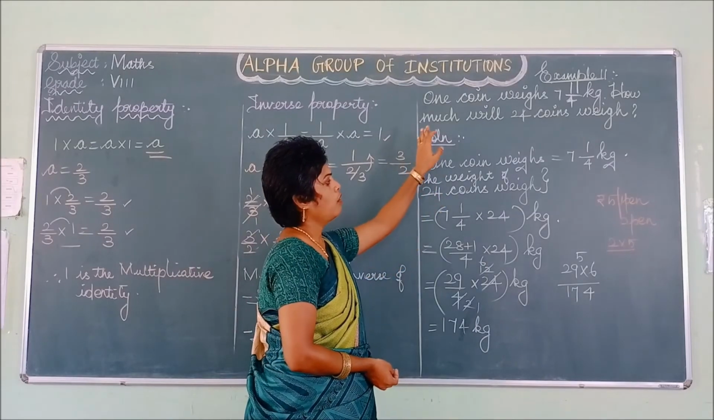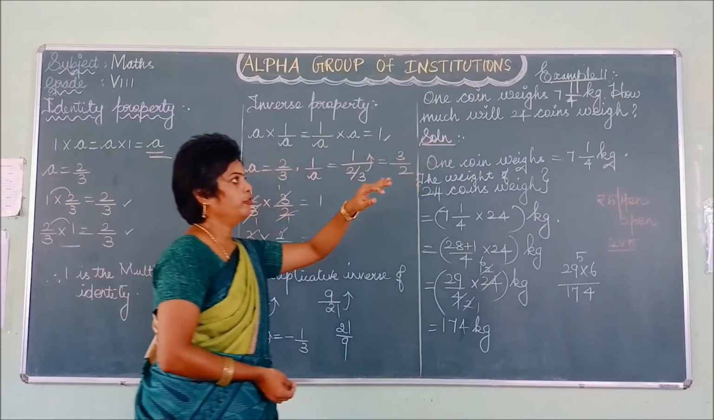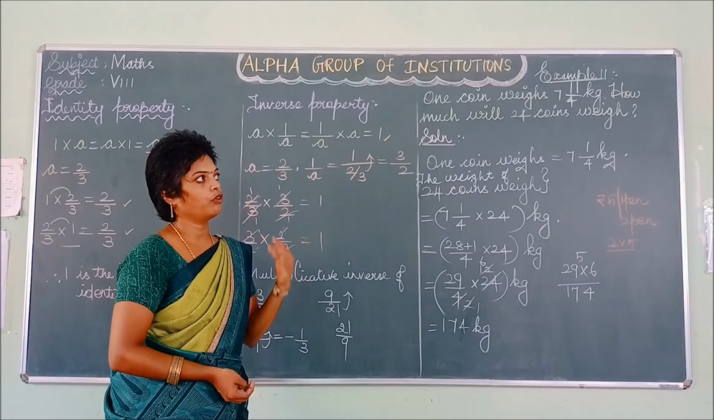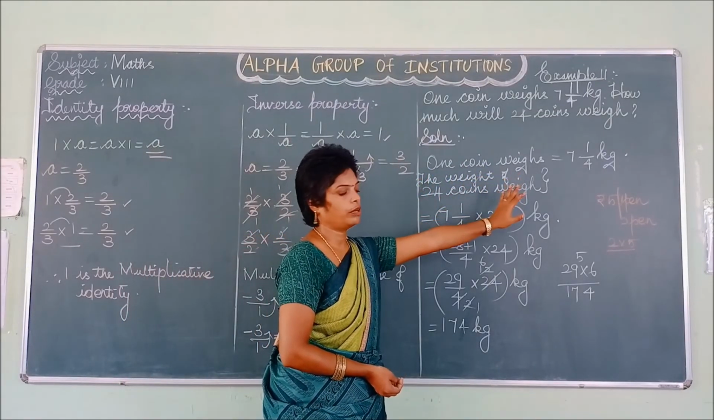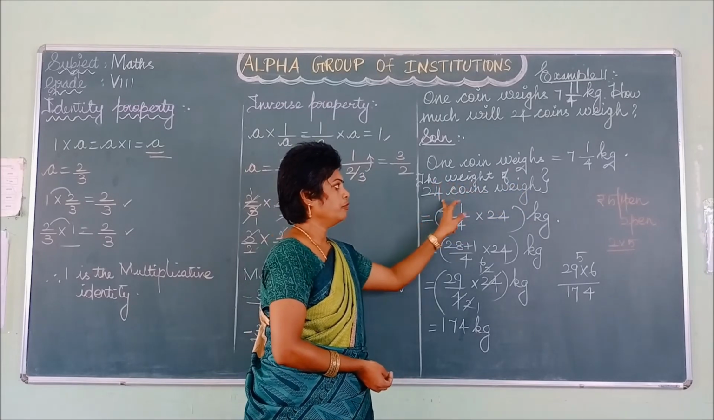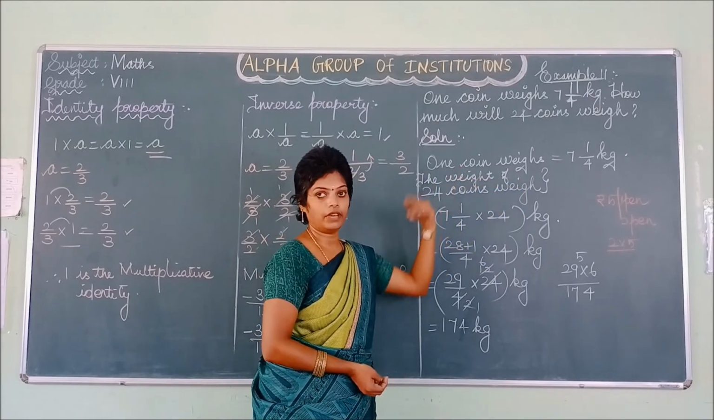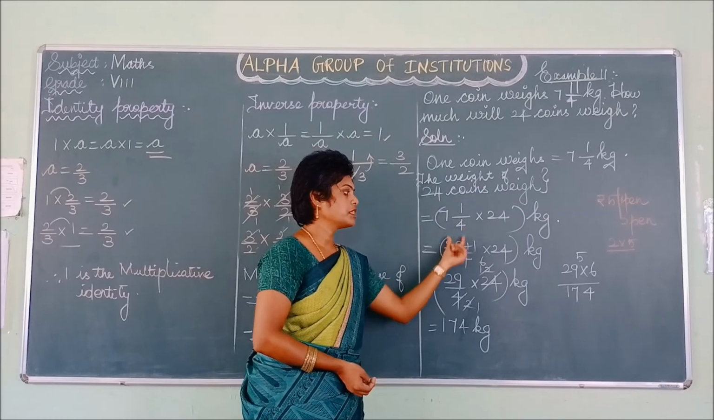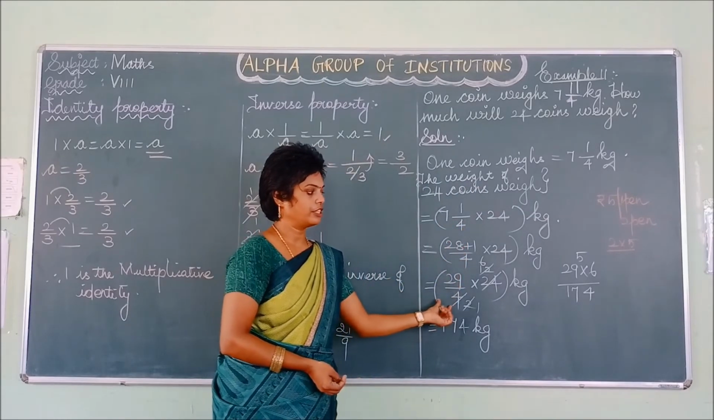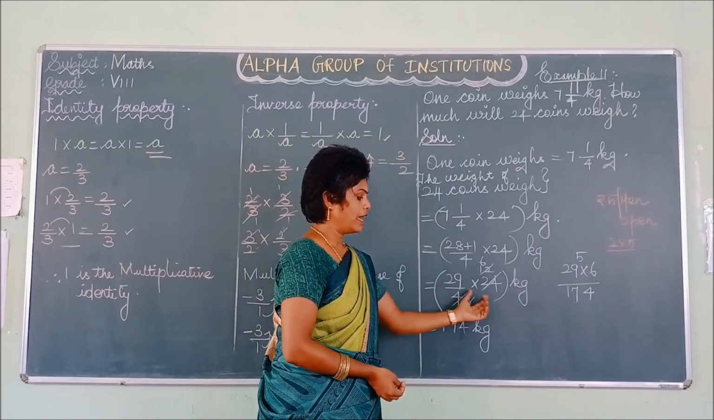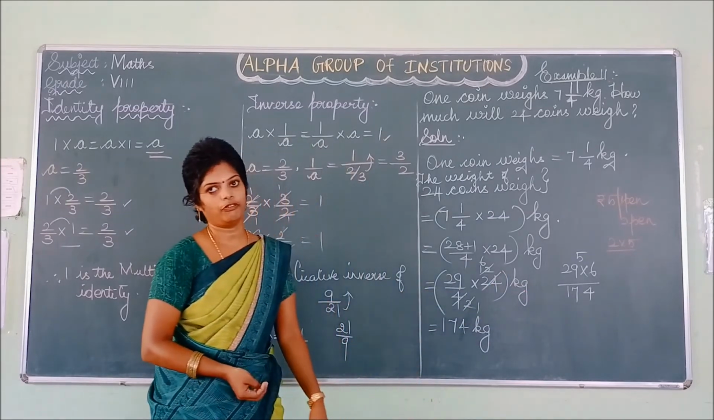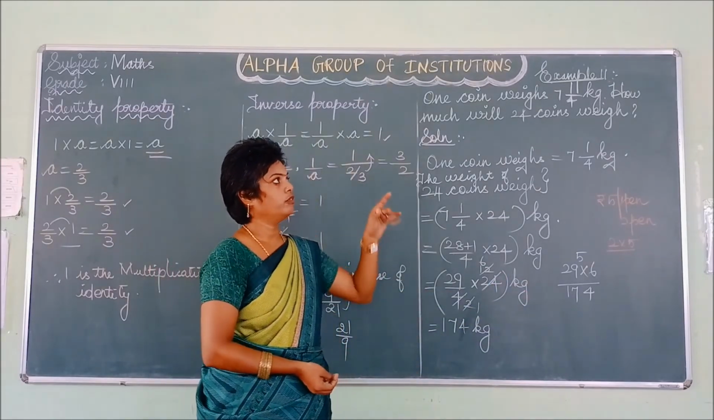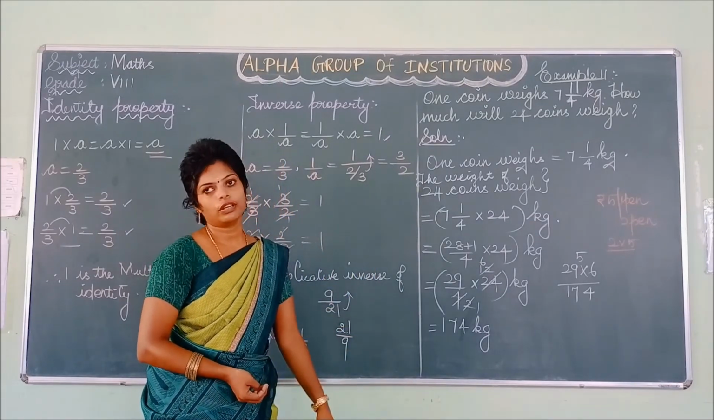Listen. A coin weighs 7 1/4 kg. How much will 24 coins weigh? So the weight of one coin is 7 1/4, and then to find the weight of 24 coins, you have to multiply that weight by 24. This is a mixed fraction, so you can change it into an improper fraction and multiply with 24. Cancelling, we get 29 into 6. What is 29 into 6? 174 kg. So the weight of 24 coins is 174 kilograms.